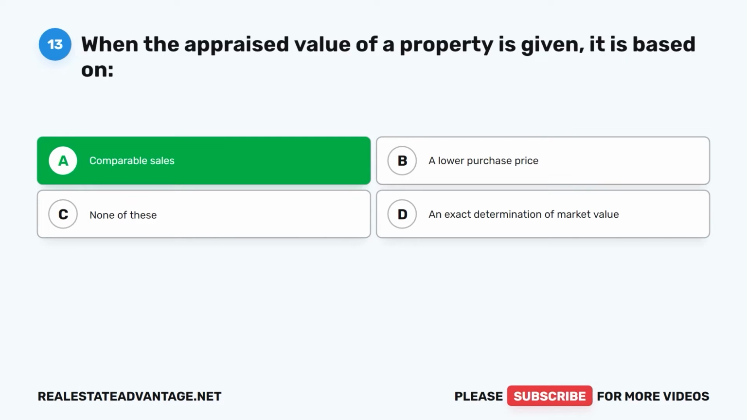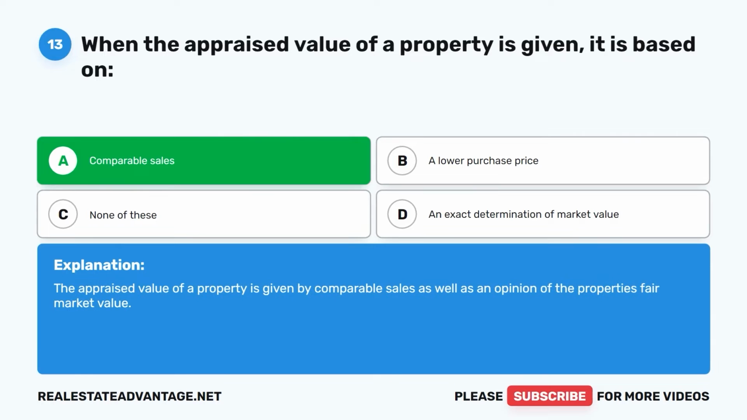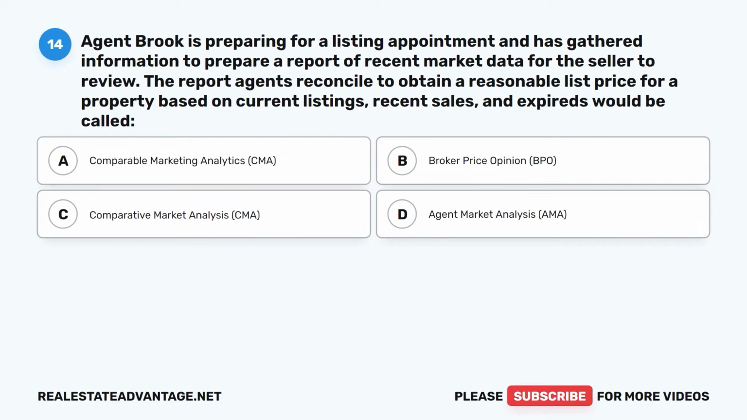The correct answer is A. Comparable sales. The appraised value of a property is given by comparable sales as well as an opinion of the property's fair market value. Question 14.